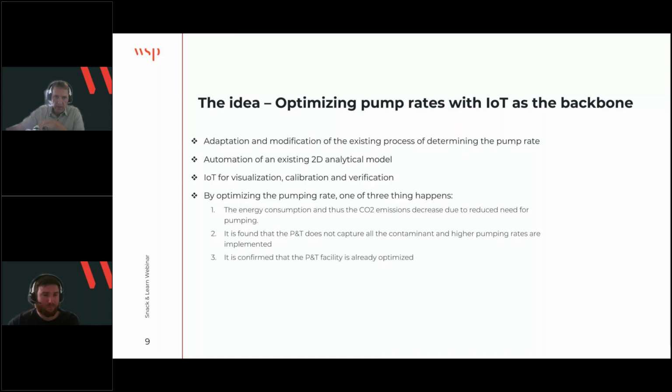So the idea was adaptation and modification of an existing process to determine these pump rates and use automation of a 2D analytical model and use IoT for visualization, calibration, and verification. And in a little while, Andreas will present more technical details about this system. I just have a few information about the test site.